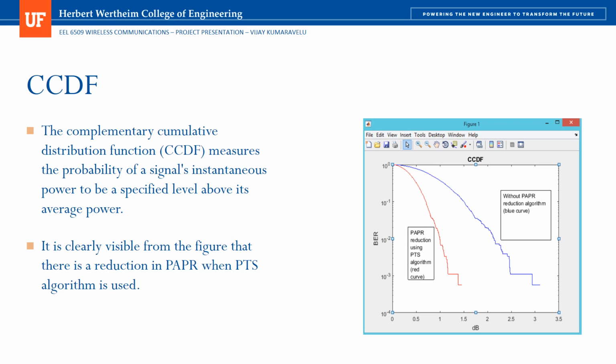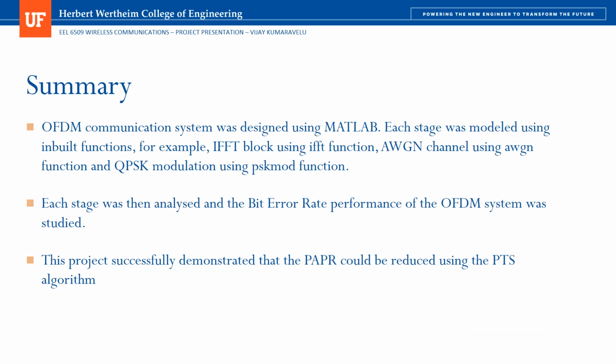So it is very clearly visible that when we apply the PTS algorithm, there is a reduction in peak to average power ratio as depicted in this plot using CCDF. Again, CCDF measures the probability of a signal's instantaneous power being a specified level above its average power, and this definition is similar to PAPR, and that's why I have used CCDF as a measure of PAPR.